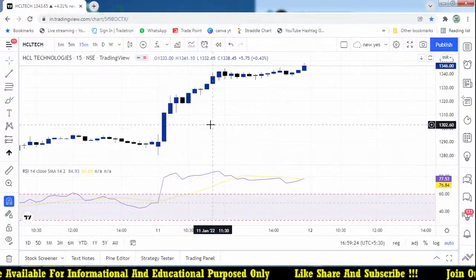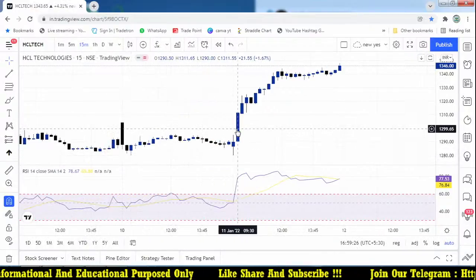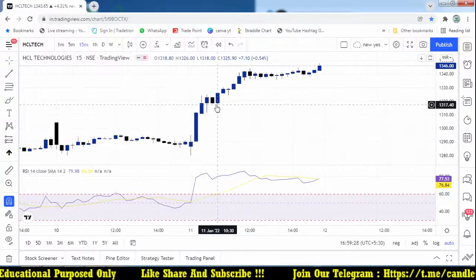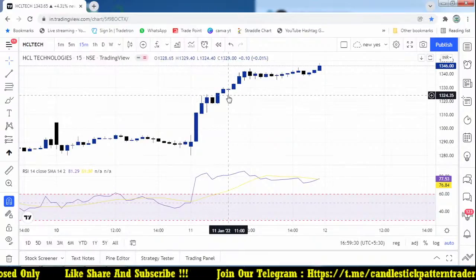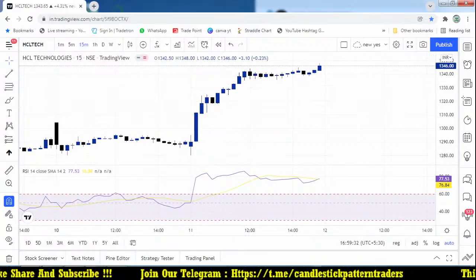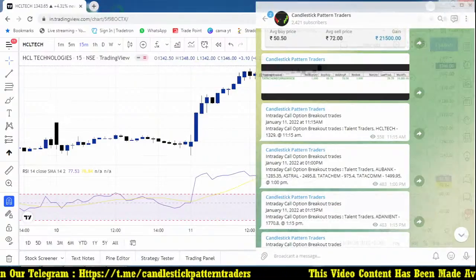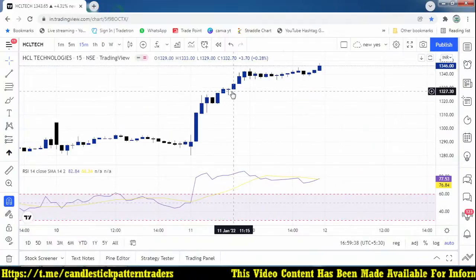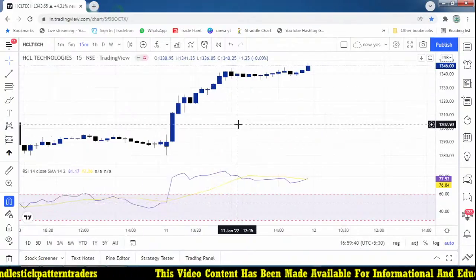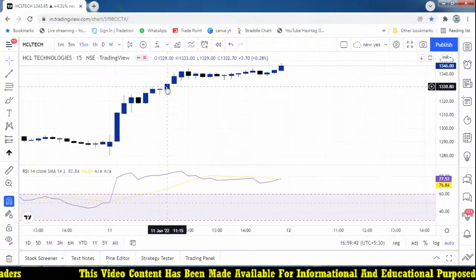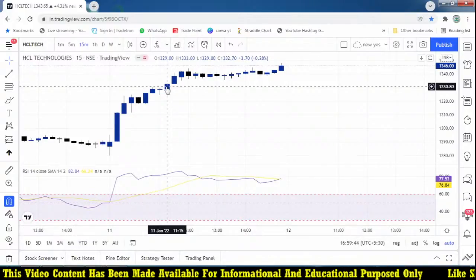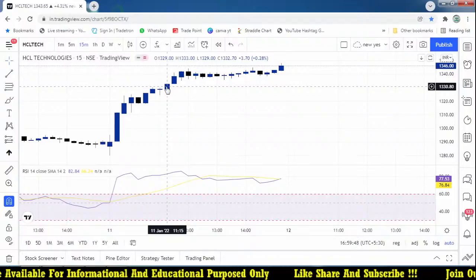This is HCL Tech today, 11th Jan. So we got the signal at 11:15. What is the time frame? HCL Tech, which is happening by 11:15, this candle. So this is the candle. 1333, 1329. So for people asking about intraday trade, it is a very minimum risk of just 4 rupees.